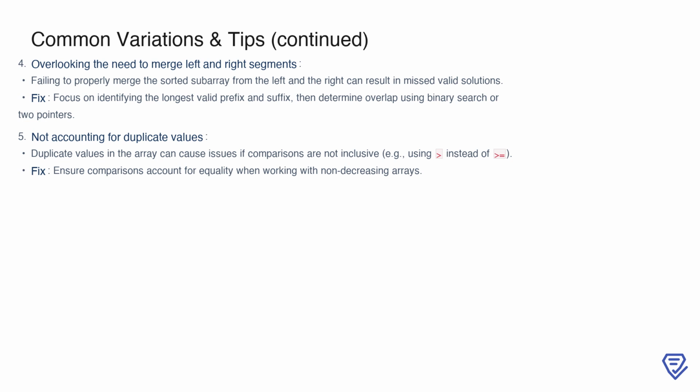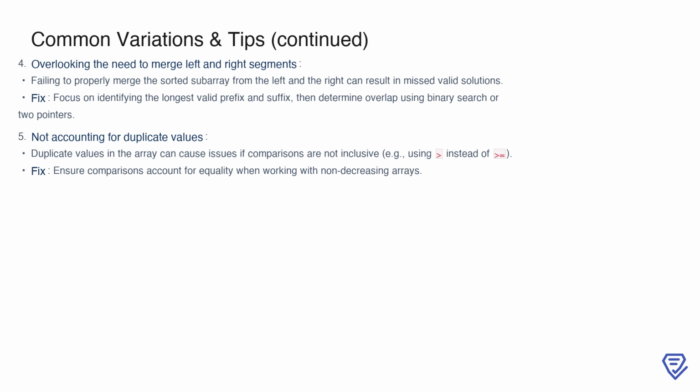If you fail to merge the sorted prefix and suffix correctly, you might miss valid solutions. The key is to find the longest valid prefix and suffix, and then determine the overlap using efficient techniques like binary search or two pointers. Additionally, it's important to account for duplicate values in the array. If your comparisons are not inclusive, such as using greater than instead of greater than or equal to, duplicate values can break your logic. To address this, ensure your comparisons are inclusive so that equality is properly handled when working with non-decreasing arrays.